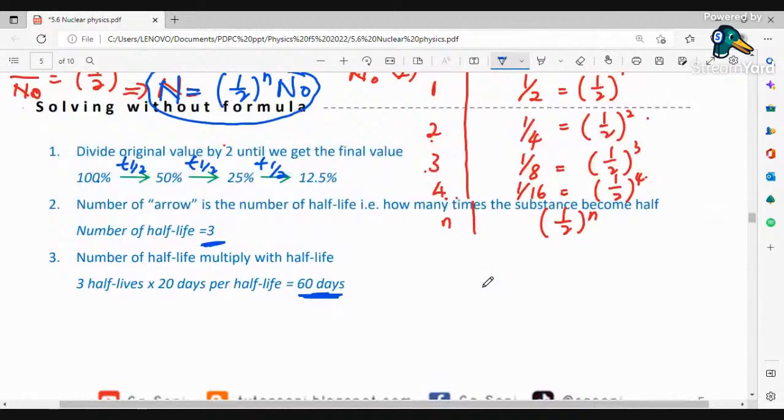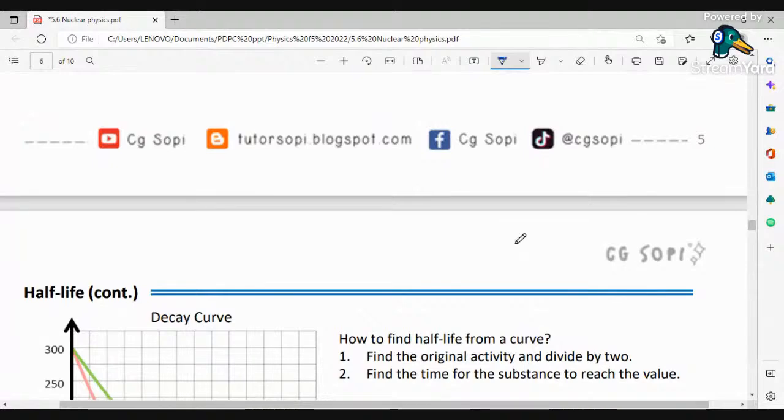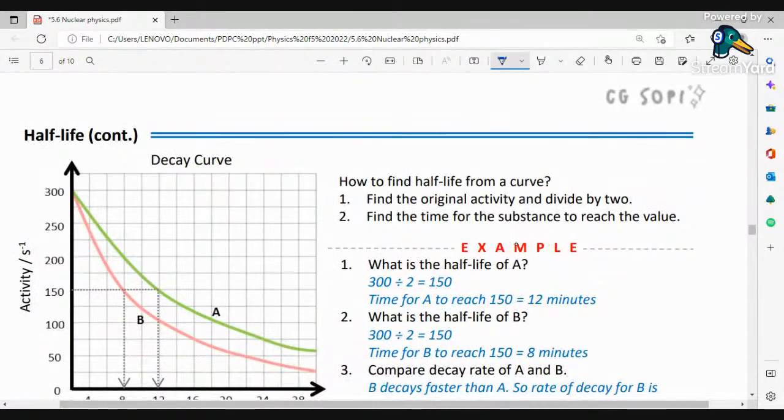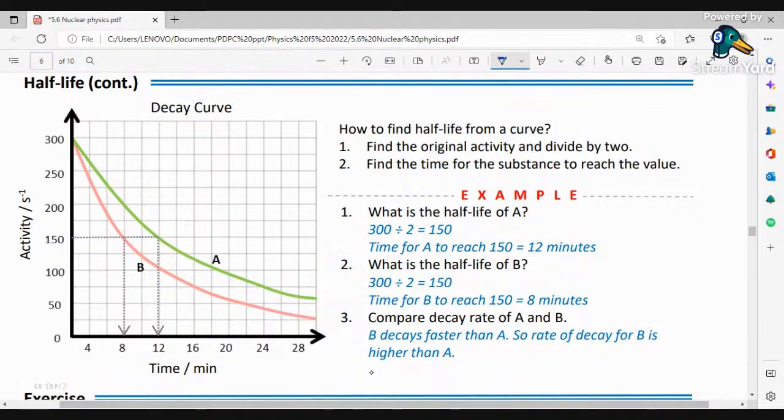Okay, so itu adalah teknik untuk jawab soalan, untuk selesaikan soalan berkaitan half-life. Okay, now we look at decay curve for half-life also, but using the graph. So this one is the graph of activity against time. The time unit can be days, it can be hour. Activity per second, let's say. Initial activity 300. Kalau ikut sini ialah initial dia, awal dia, N0. N0 ialah 300. So kita ada dua decay curve sini, A and B.